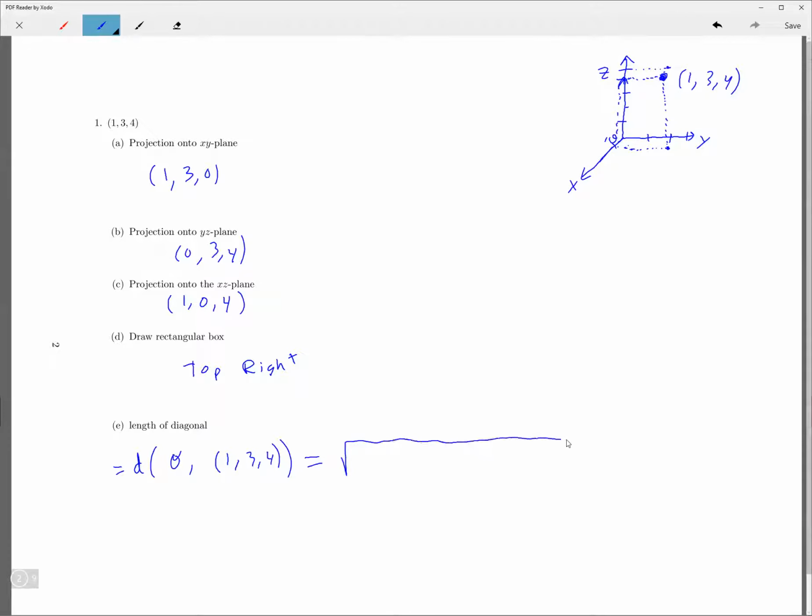That's going to be the square root of 1 squared plus 3 squared plus 4 squared, which is the square root of 1 plus 9 plus 16. Square root of 26.